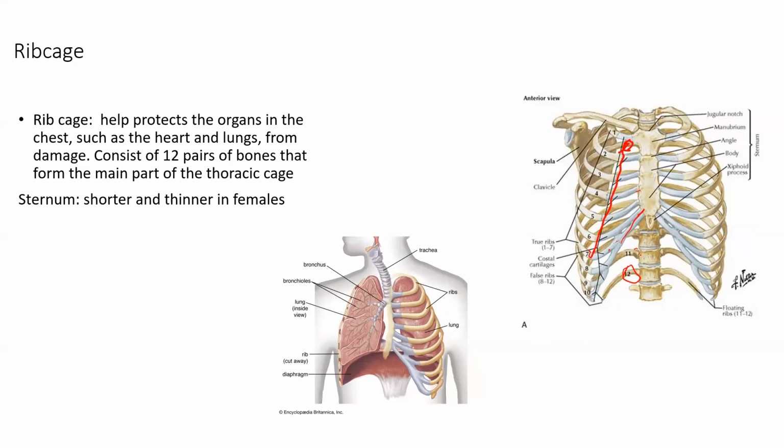And then this is the structure you can see here, the sternum. The sternum is a flat bone. It is composed of the manubrium, the sternal angle, and the body of the sternum. This area is the body of the sternum, and then the xiphoid process.